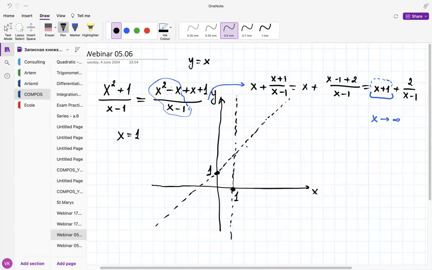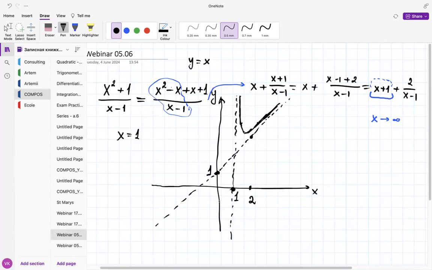One of the easiest ways to understand where it is to substitute some value. For example, 2, what would it be? It would be 5 over 1. So definitely it's greater than value 3 here. That leads me to the idea that my function is somehow squeezed in between those two lines, but in this particular part.